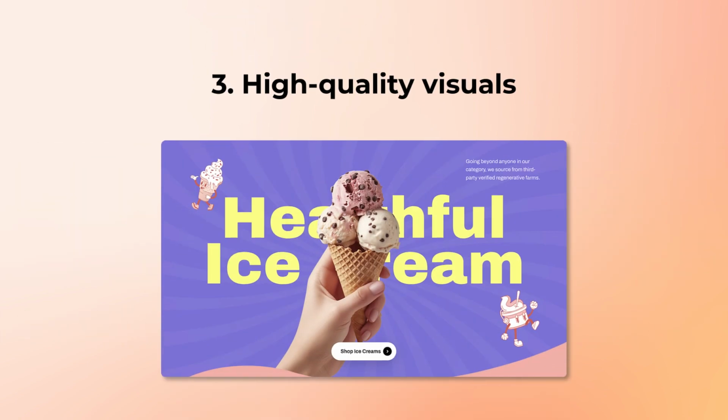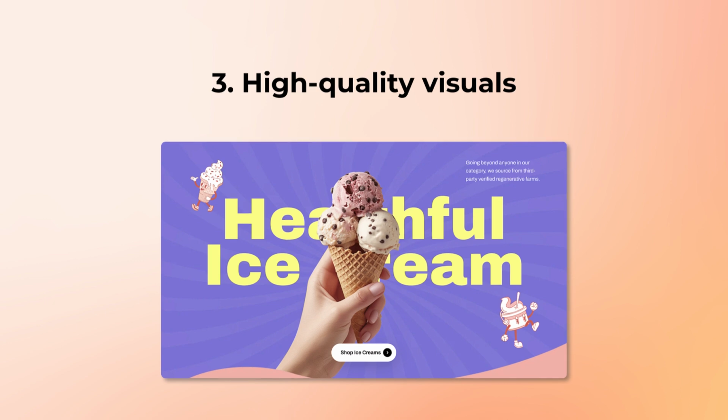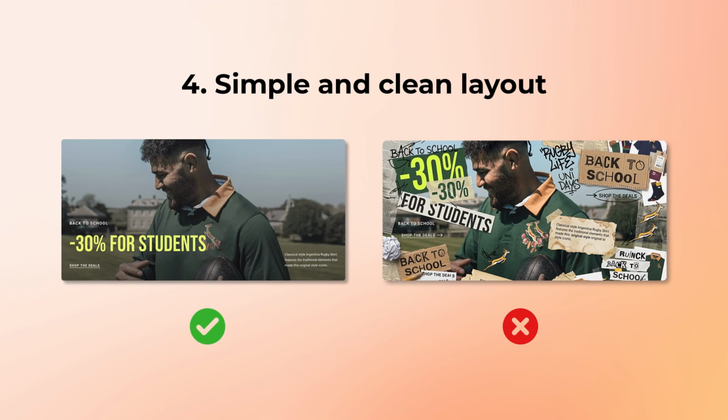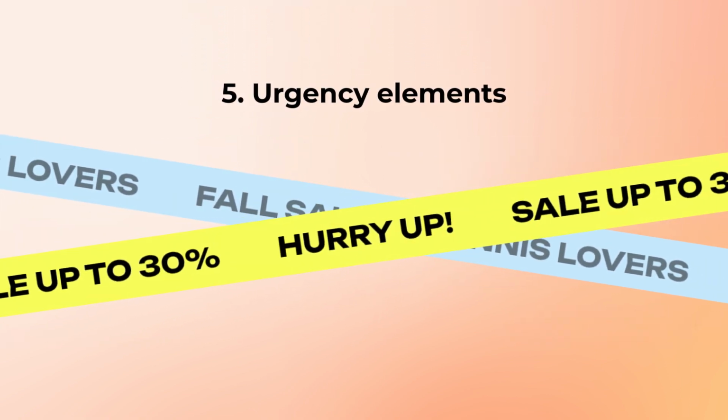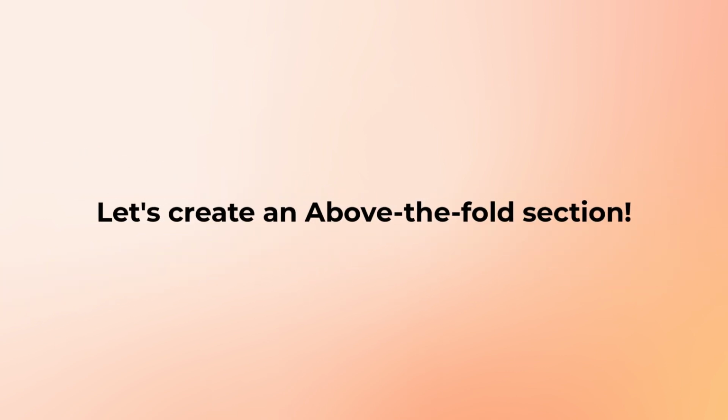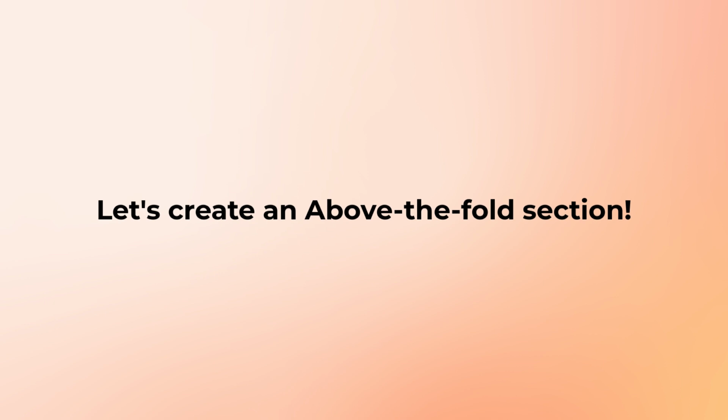Then, high-quality visuals, images or videos that really grab attention and stop the scroll. Keep your layout simple and clean, so nothing distracts from your main message. And finally, add a bit of urgency when it makes sense, to create that FOMO and encourage people to act faster. Now that we know what makes a high-converting hero section, let's build one step by step in Foxify.